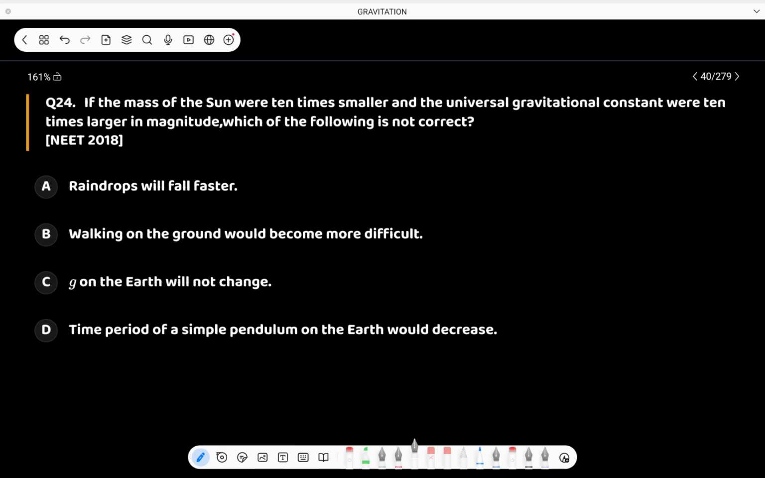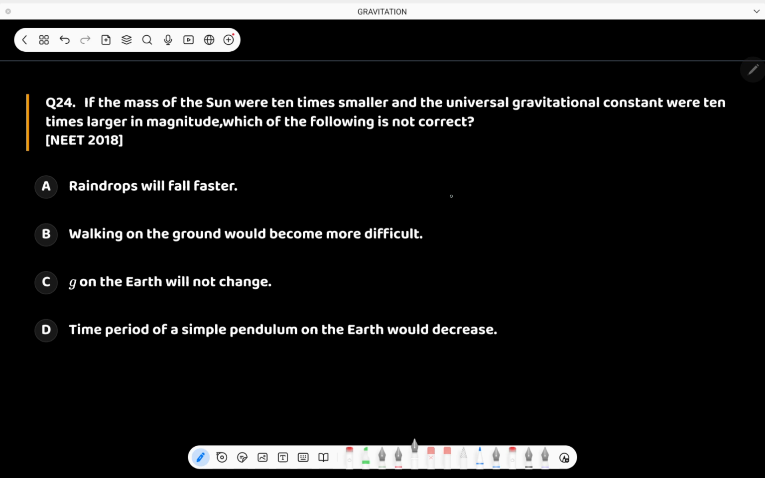Okay, another question, a NEET 2018 question, a conceptual question. It has nothing to do with the mathematics. So let's see what the question is. It's like this: if the mass of the sun were 10 times smaller, so that means the mass of the sun is decreased, and the universal gravitational constant were 10 times larger, implies the gravitational constant.